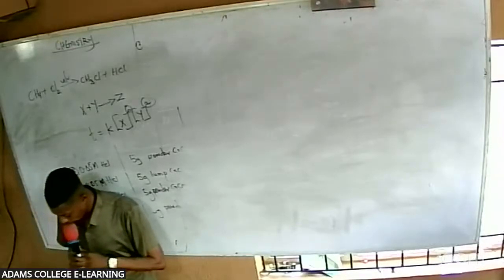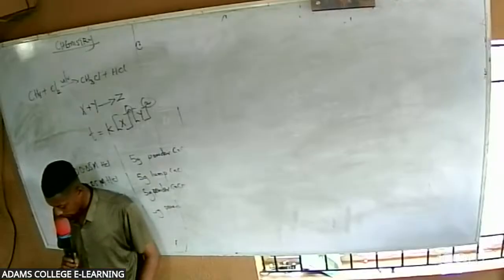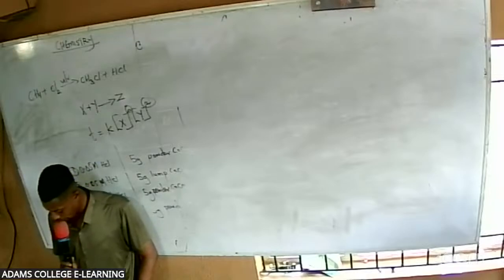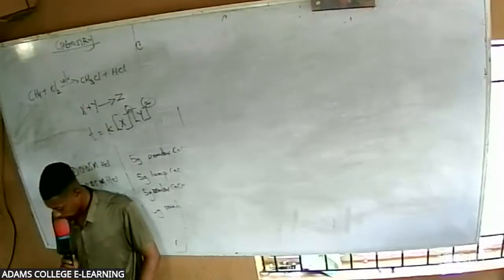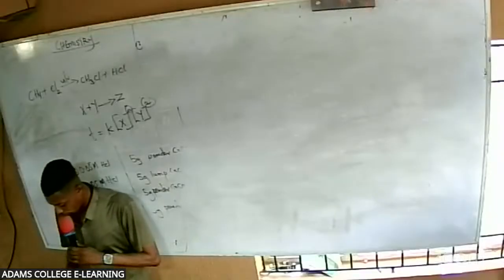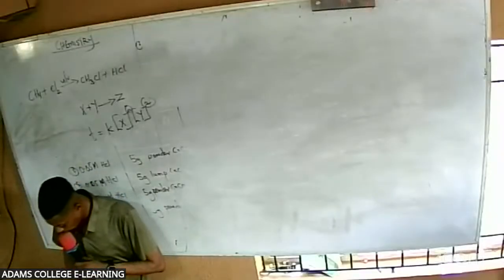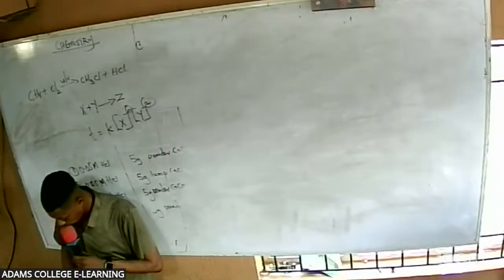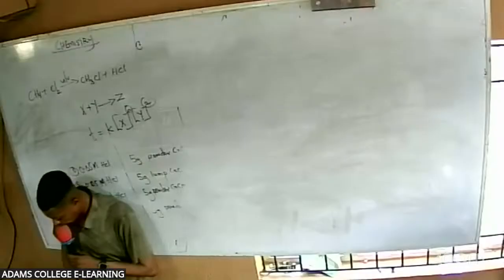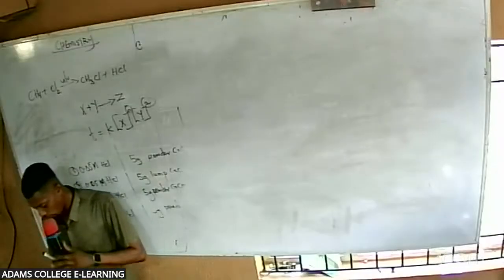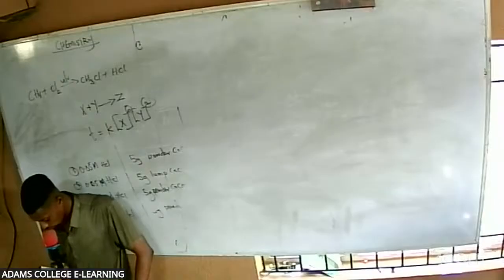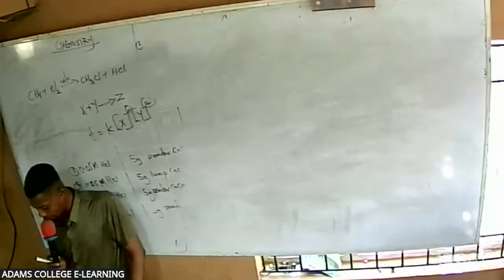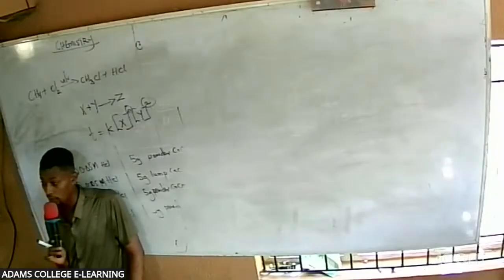1.1 gram of calcium chloride dissolved in 50 centimeter cube of water caused a rise in temperature of 3.4 degrees Celsius. Then the heat of reaction for CaCl2 in kilojoules per mole.